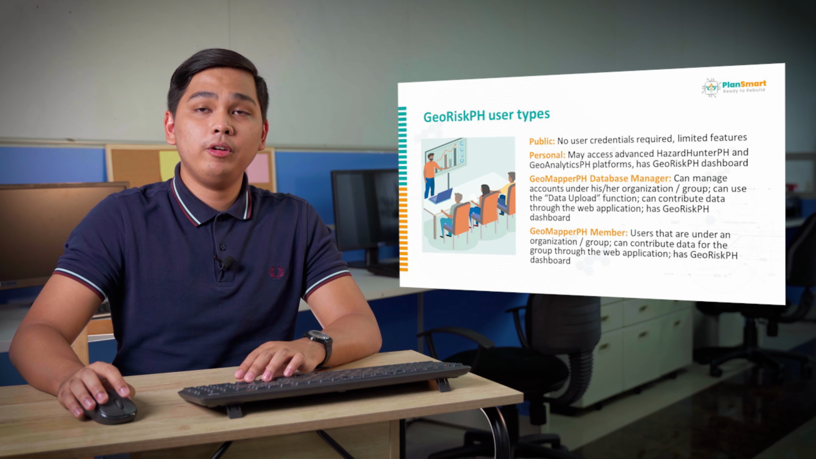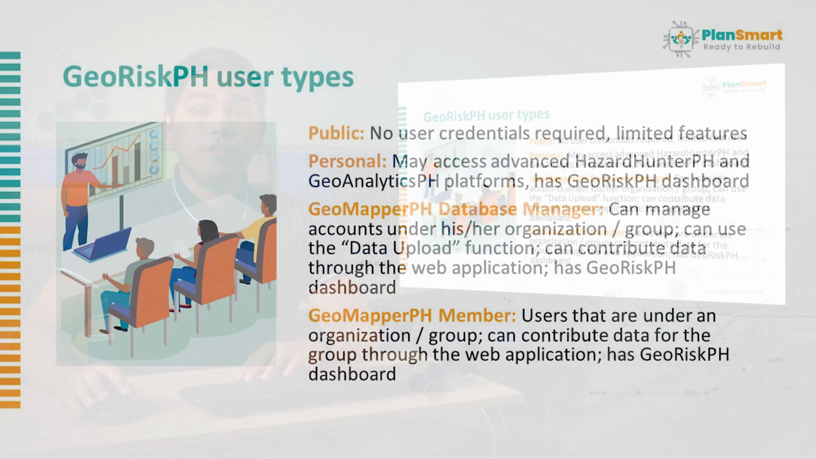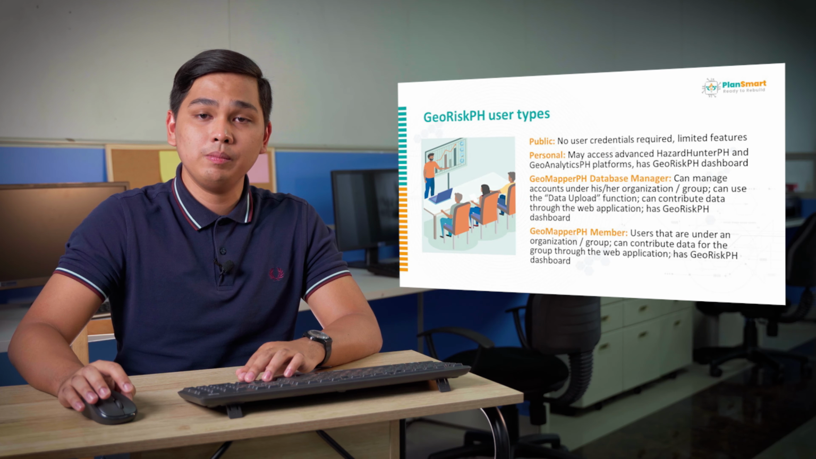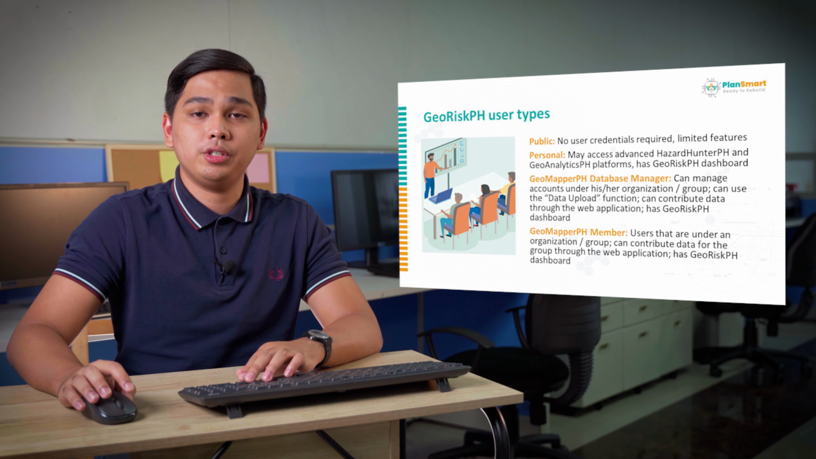There are different types of GeoRiskPH users. First is the public users, where no user credential is required and can only access some of the GeoRiskPH platforms such as Hazard Hunter PH and GeoAnalytics PH with limited features.